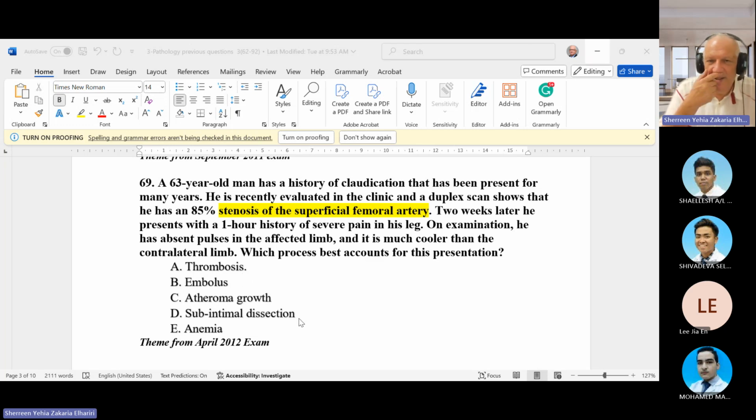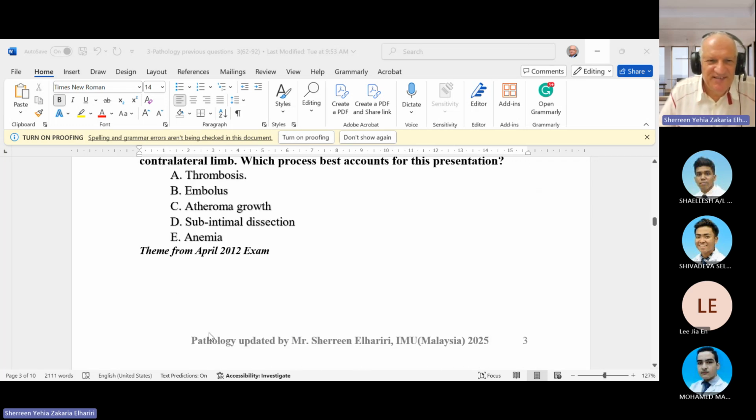Subintimal dissection occurs traumatically, and it is common due to putting a big cannula in the femoral artery. So you can find the patient develops a pseudo femoral aneurysm later. So iatrogenic subintimal dissection occurs due to insertion of a needle. Atheroma can be one of the processes in the development of atherosclerosis, but it is not a thrombus, not an embolus. Of course, anemia is not related.